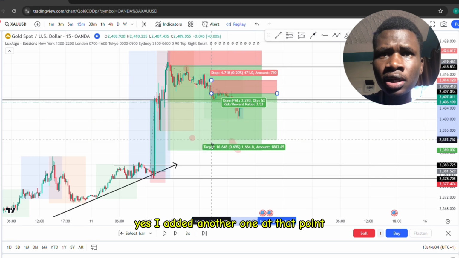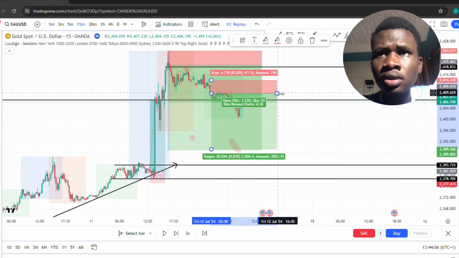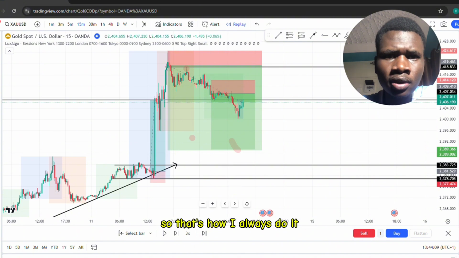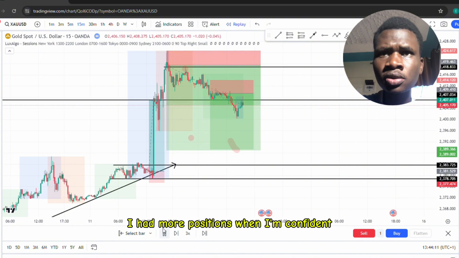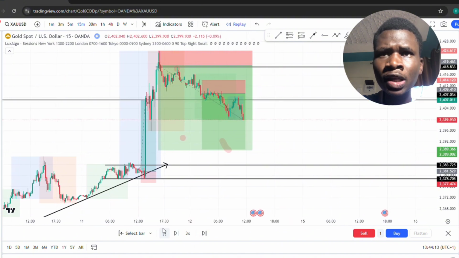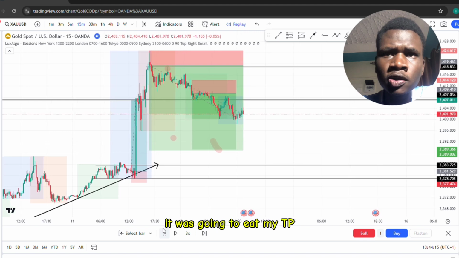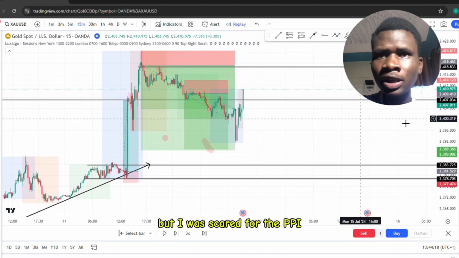Yes, I added another one at that point. So that's how I always do it. I add more positions when I'm confident. So it was going down well. It was going to hit my TP, but I was scared for the PPI.